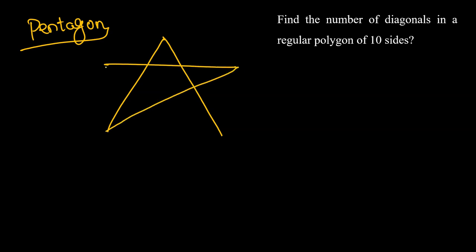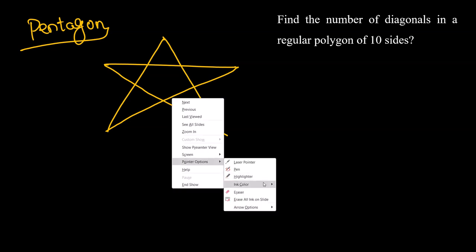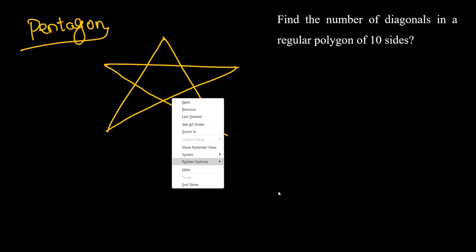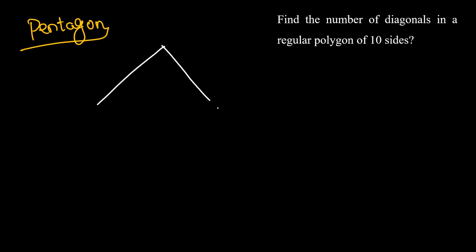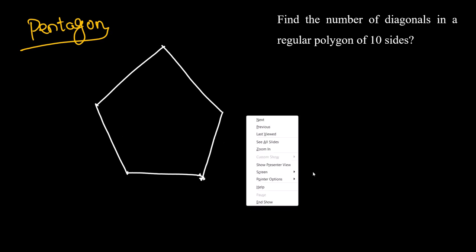In one company, they asked to write a program for this also. They give n sides of a regular polygon, n is given, and you need to print the output as the number of diagonals. Now, number of diagonals, how many did you get?